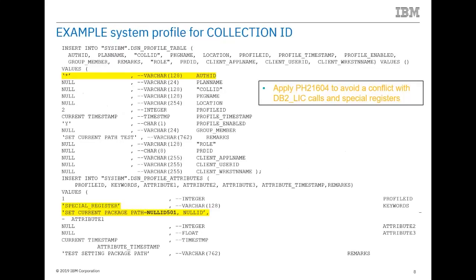So of course, I've got an example, setting up a system profile for a collection ID. You notice a highlighted line, I've got an auth ID asterisk. So that's every auth ID. So in this one, I'm trying to catch every inbound connection request, and I'm going to push them over to the current package path of NULLID501. So they're going to use that new package bound with a new APPLCOMPAT level of 501.